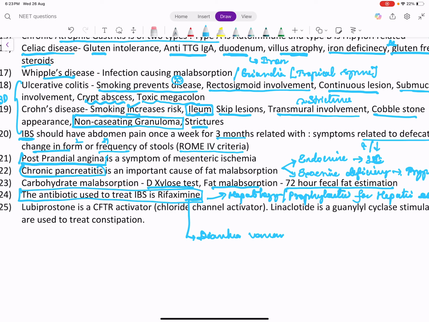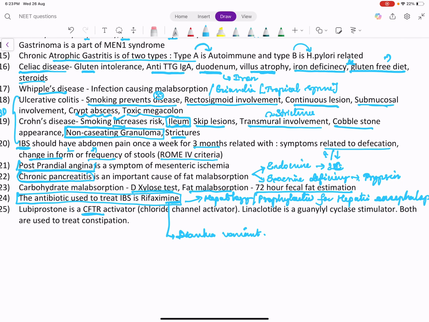So we should remember two important drugs which are used in cystic fibrosis as well as in constipation-predominant IBS. They are lubiprostone and linaclotide. Lubiprostone is a CFTR activator. CFTR is a chloride channel. So lubiprostone is a CFTR activator. Linaclotide is a guanylyl cyclase stimulator. Both increase secretions, hence they reduce constipation.